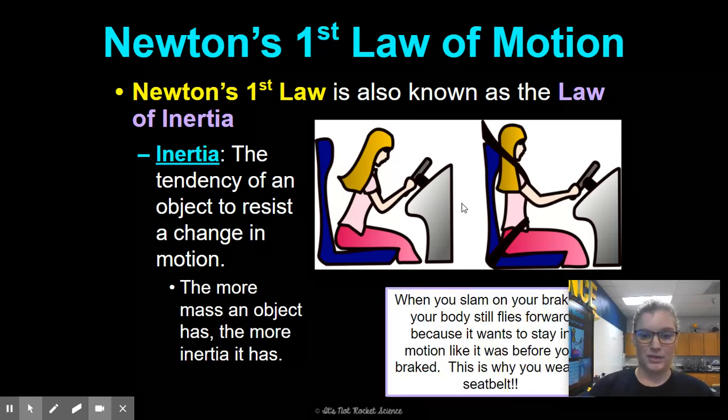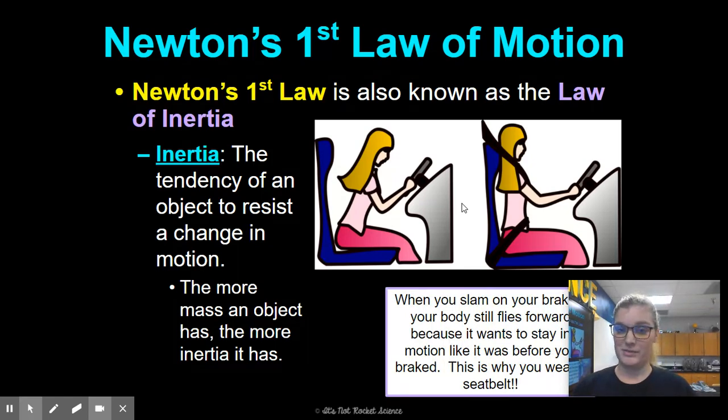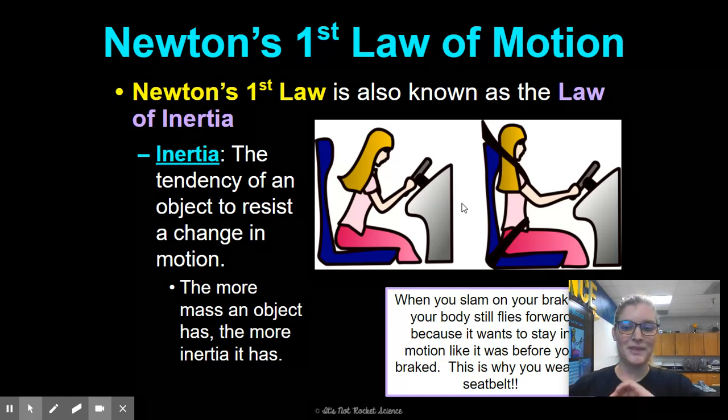And an example of this is when you slam on your brakes in your car, or somebody else slams on the brakes, because not all of you can drive legally yet. Then when you slam on those brakes, your body was already moving forward with the car.